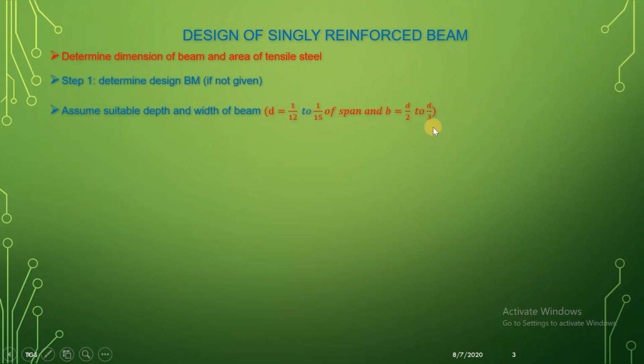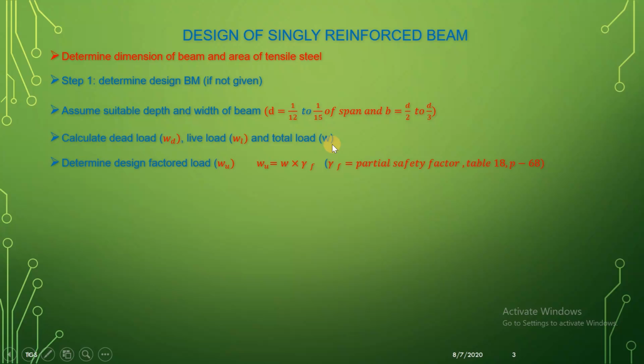Let's select a suitable size of the B and D and then find out the dead load Wd, live load Wl, then total load W. Then determine the design factored load Wu. Wu equals W into gamma f, where gamma f is the partial safety factor, table 18, page 68, IS 456, 2000.